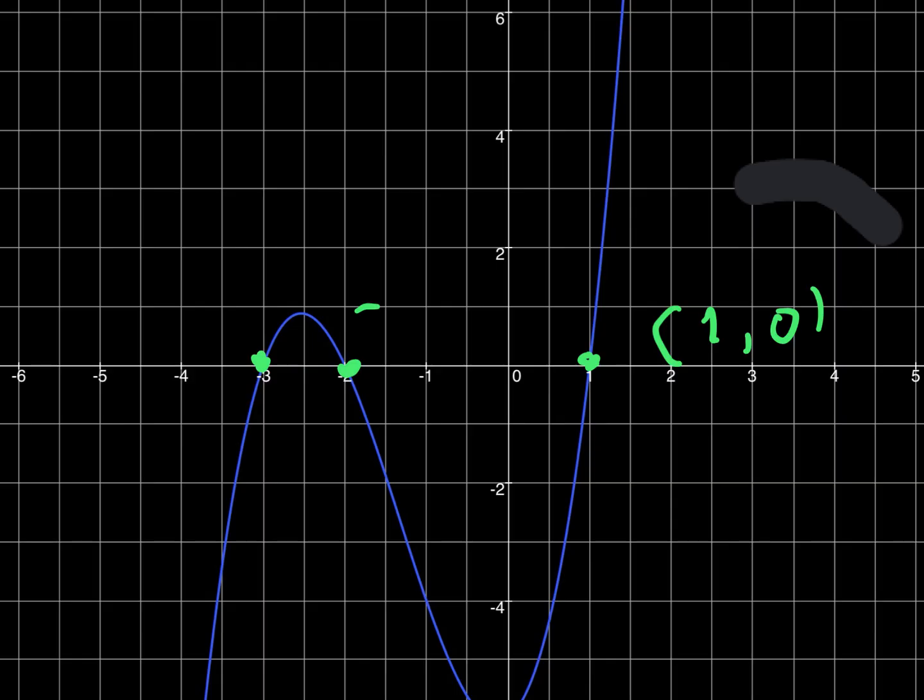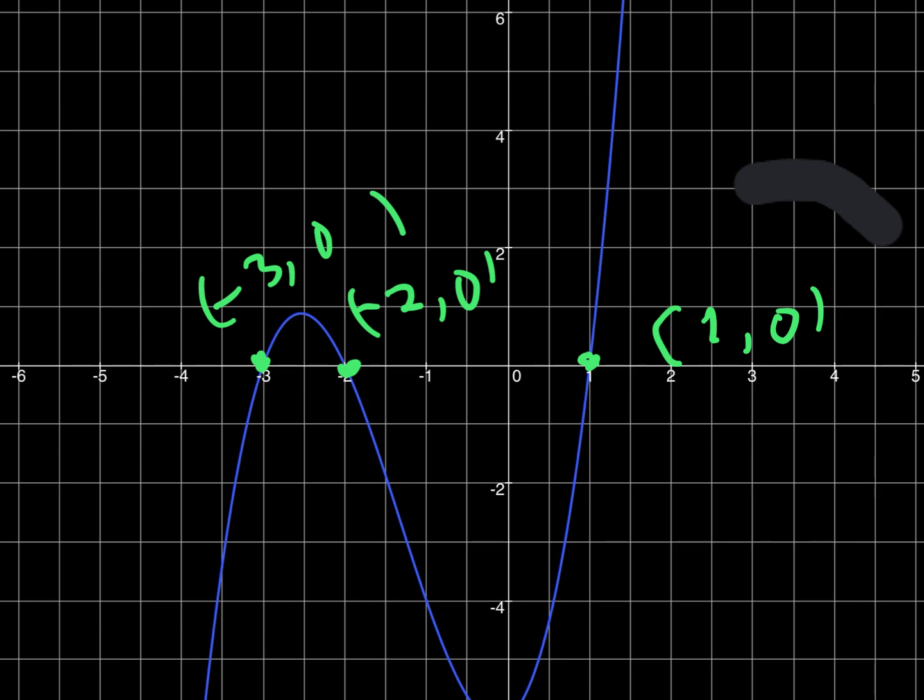And then that would be, or I'm actually wrong. I was wrong. That's a 1, that's negative 2. Let me fix that. Negative 2, 0. That one is negative 3, 0. Those are my x-intercepts based on a graph.